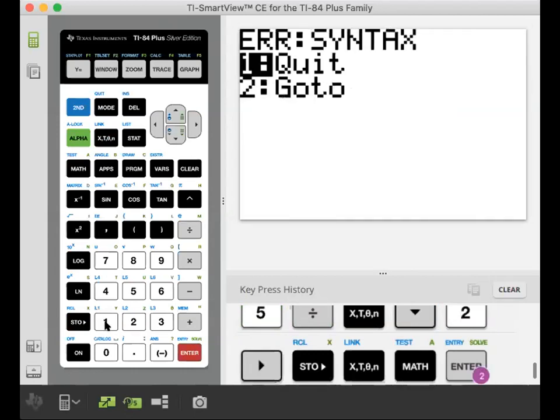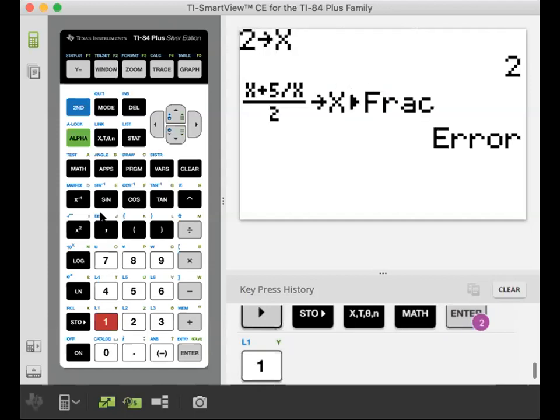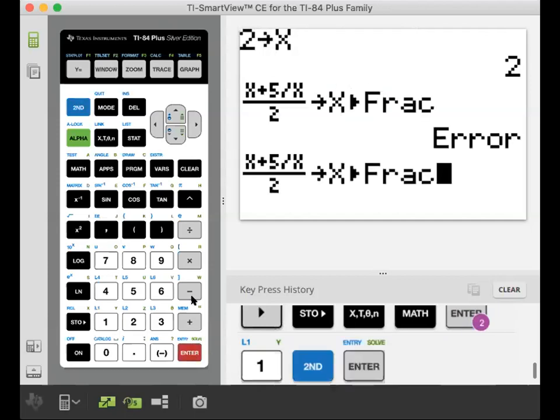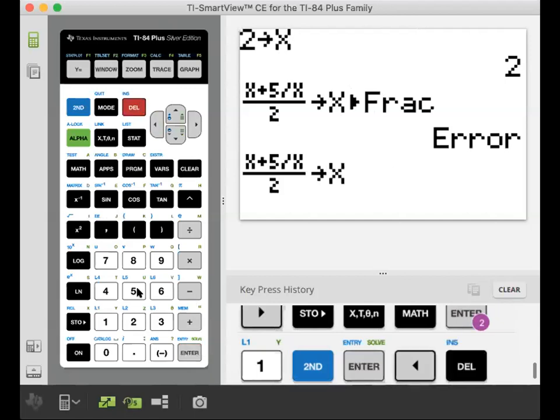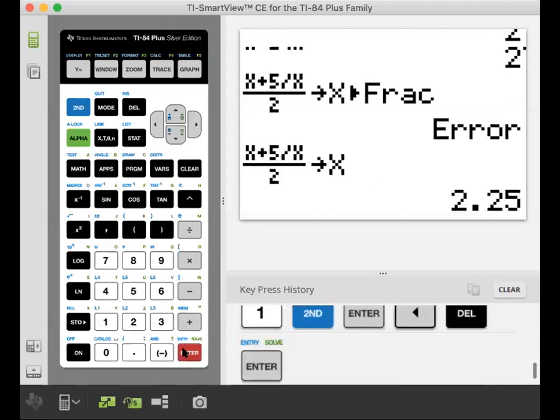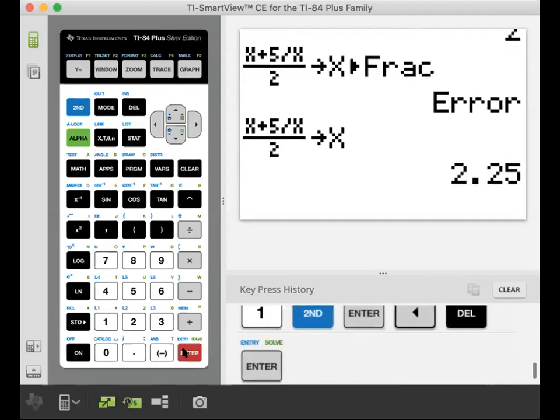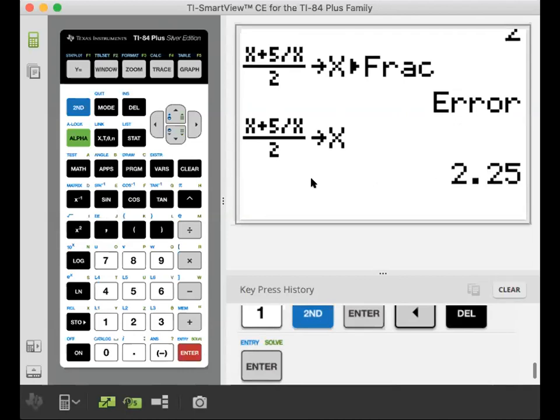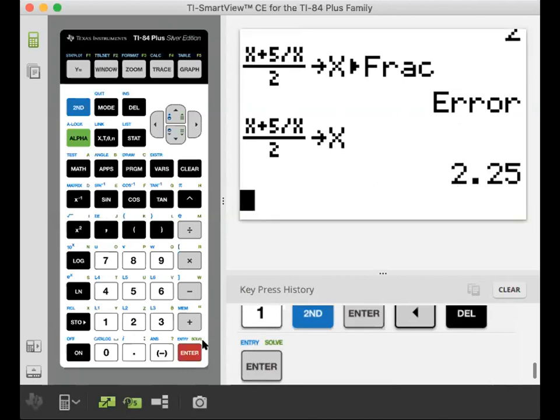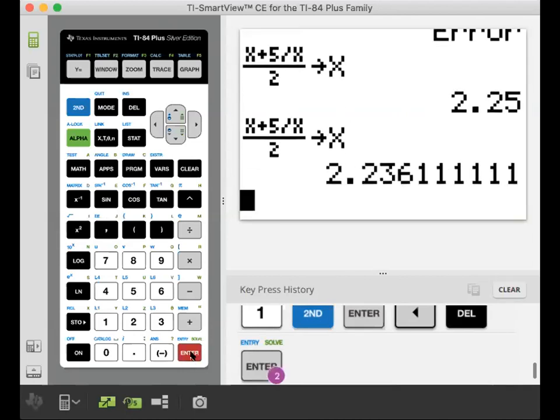I guess that's not as good as I thought it was gonna be. I guess I have to take away that frac. Sorry about that, check it out. There's the 2.25. If I really wanna see what that was, I can turn it into a fraction, but look what happens. If I push enter again, it's gonna redo this calculation, but now x has been changed to 2.25, so there's the next answer.